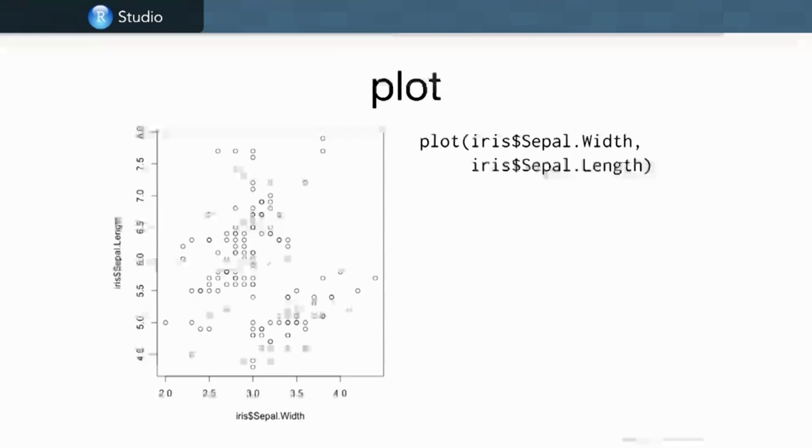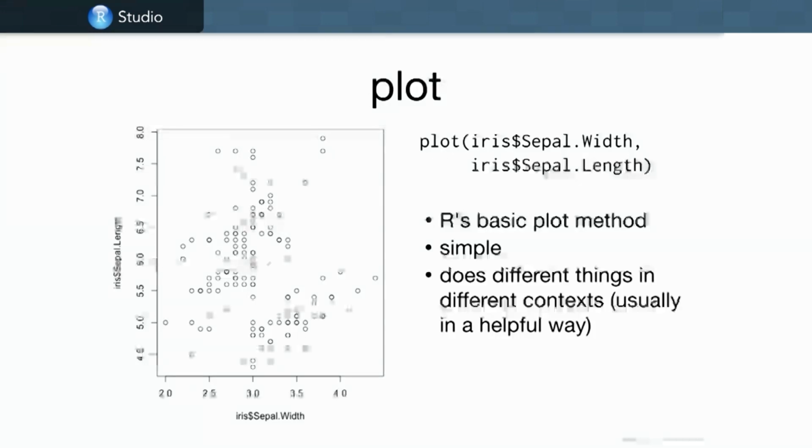But we're not going to spend much time using the plot function. There's a couple of reasons for that. Even though plot is R's basic plot method, and even though plot is simple, it does different things in different contexts. Depending on what you give plot, it'll make a different type of graph, and it's not obvious or intuitive what type of graph it makes. You can only pick this up from experience, which means if you're a beginner and new to R, using plot can be a somewhat bewildering experience. And even if you're an old pro at R like I am, I still don't always know what plot's going to give me. And also, plot has been improved upon.